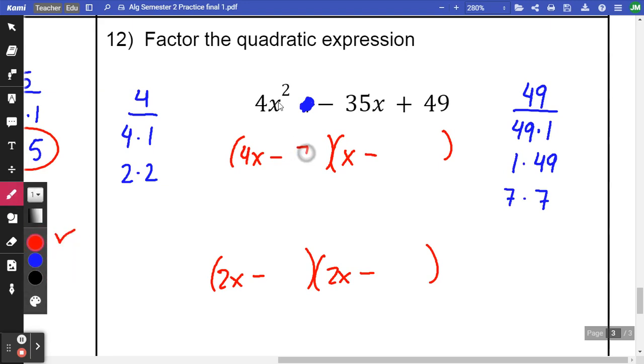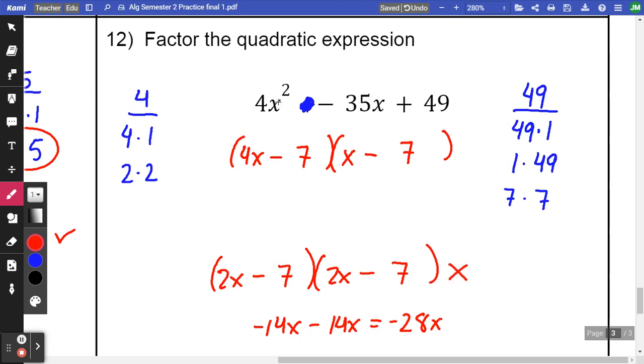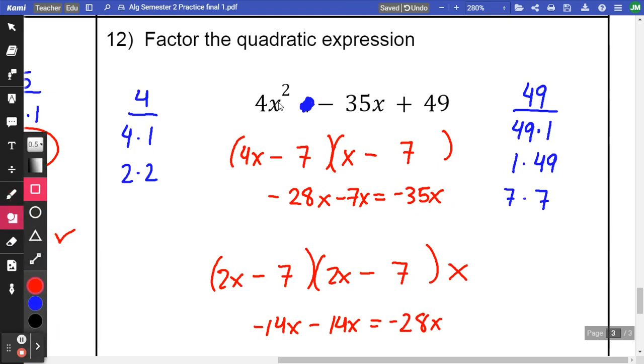So we could test the 7s here or here. Now, if you multiply them out in this scenario, you'll end up with negative 14x minus 14x, which is just negative 28x, which is too small, not equal to 35. So it's not going to be this case. Now, if you test the values here, we end up with negative 28x for the outside numbers, plus the inside, negative 7x. This one ends up being negative 35x. So that tells me that this is going to be my answer here.